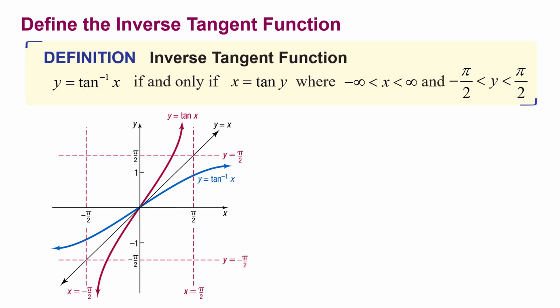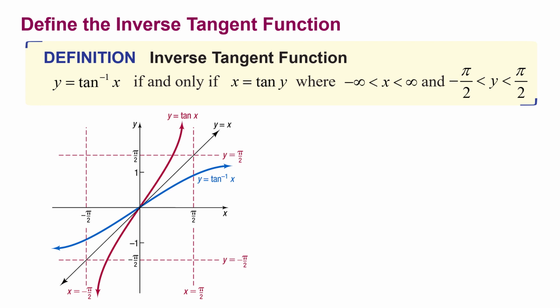So now that we have a restricted version of the tangent function that is 1 to 1, we can now define the inverse tangent function to be y equals inverse tangent of x if and only if x equals tangent of y. Now remember, we interchange domain and range. So the domain of the inverse tangent function is negative infinity to infinity, and the range is negative pi over 2 less than y less than pi over 2.